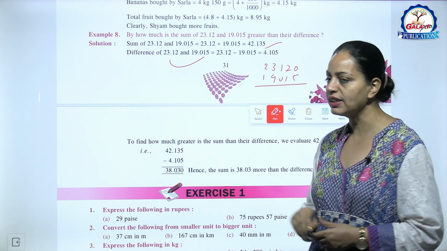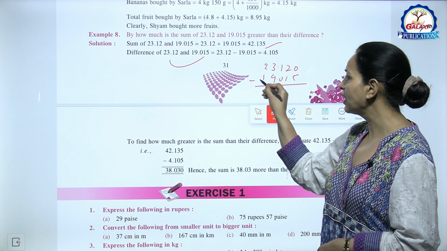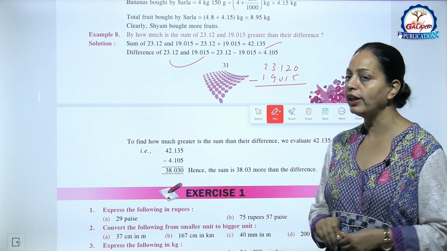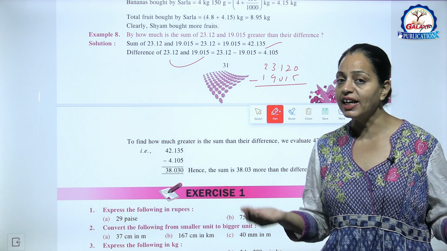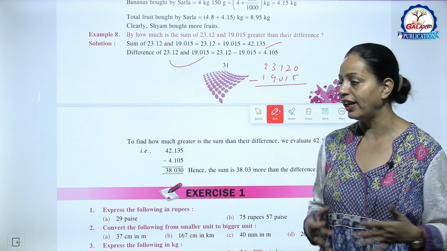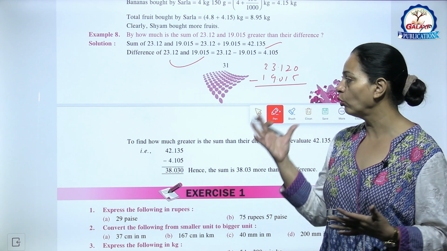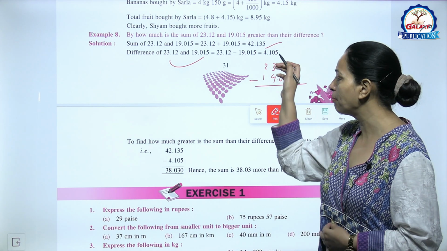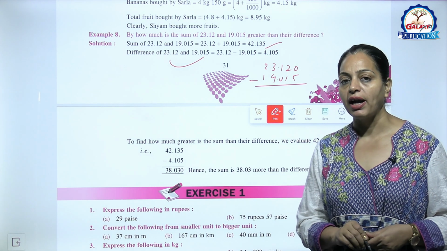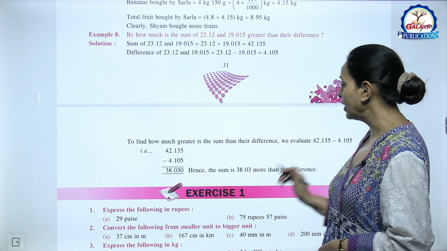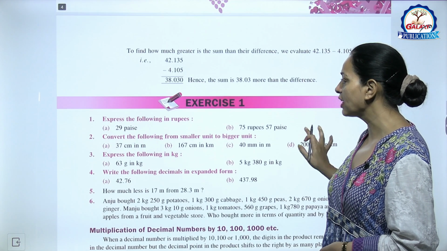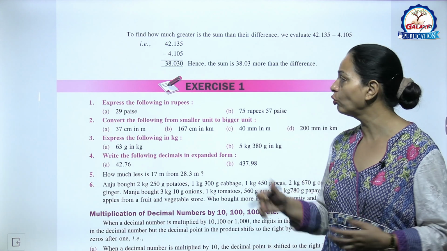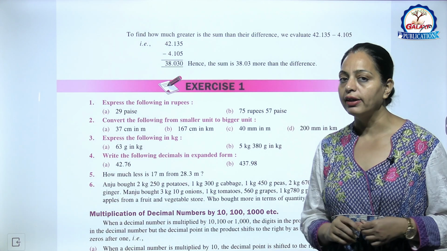इन दोनों को minus करेंगे. So minus कर देंगे, that is 4.105. अब जो sum है वो difference से कितना ज़्यादा है, comparison करना है. It means अब हम क्या करेंगे? दोनों को minus कर देंगे, sum में से difference को minus कर देंगे. So that is 38.030. So hence the sum is 38.03 more than the difference.